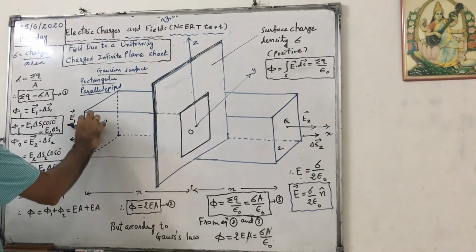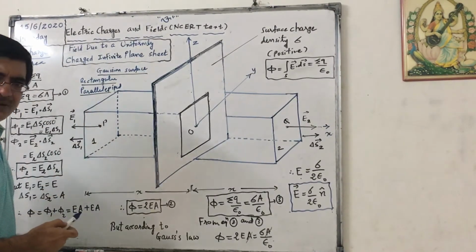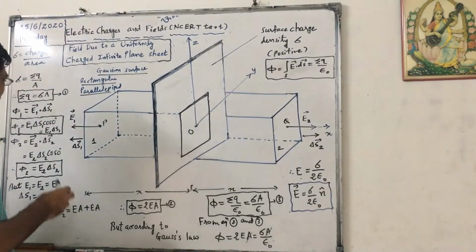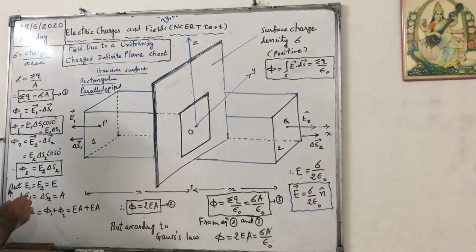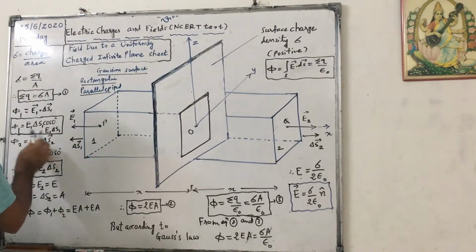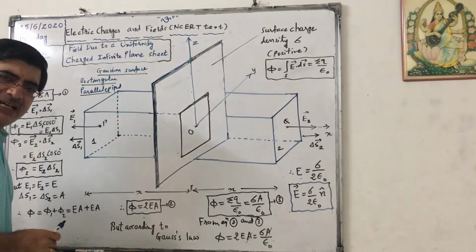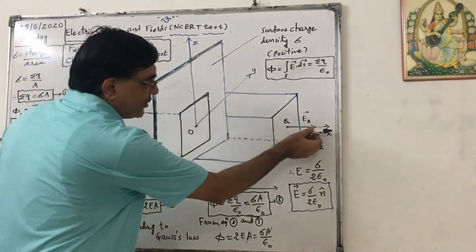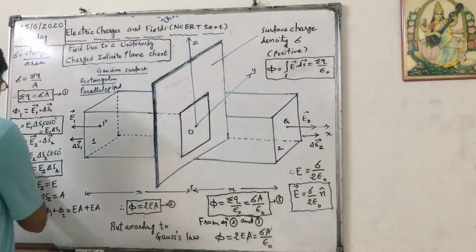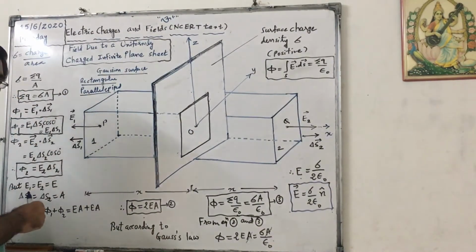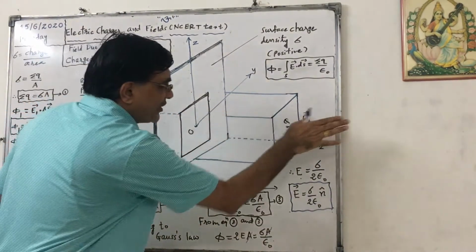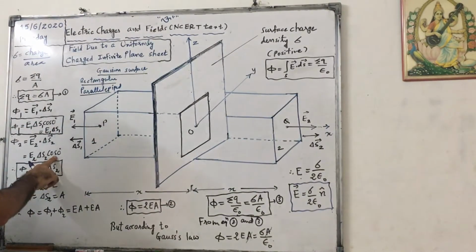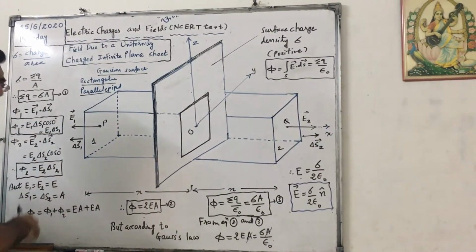But see, E1 and delta S1 are in the same direction, so the angle is 0. So E1 delta S1 cos 0, and cos 0 is 1. So flux 1 equals E1 into delta S1. Now let us find flux 2. Then phi 2 equals vector E2 dot delta vector S2. Again they are in the same direction, so E2 delta S2 cos 0, so that is E2 delta S2.